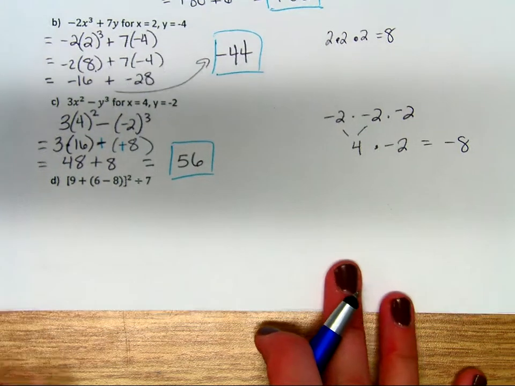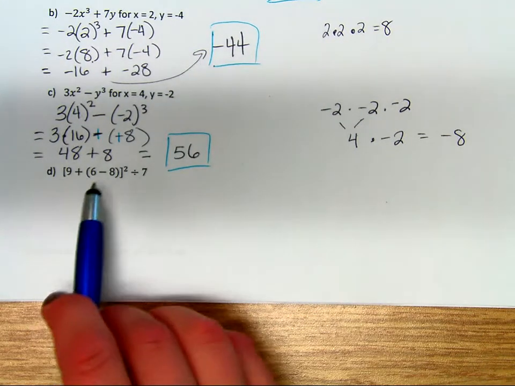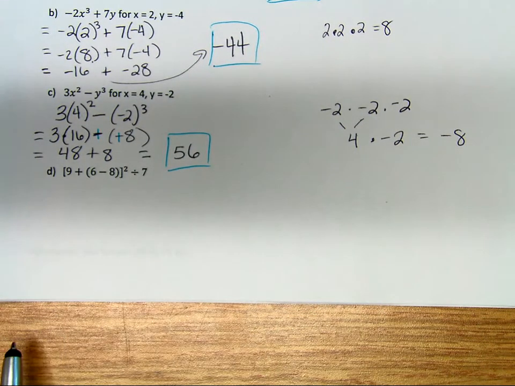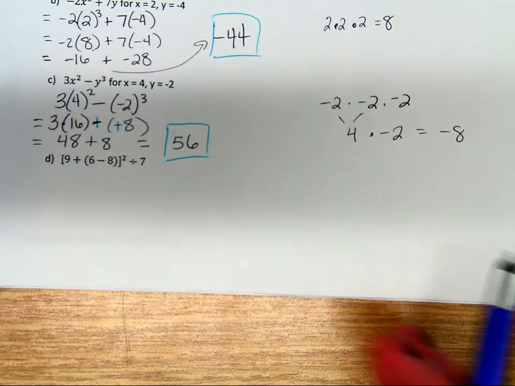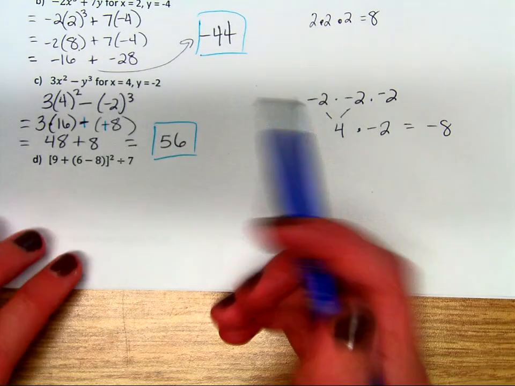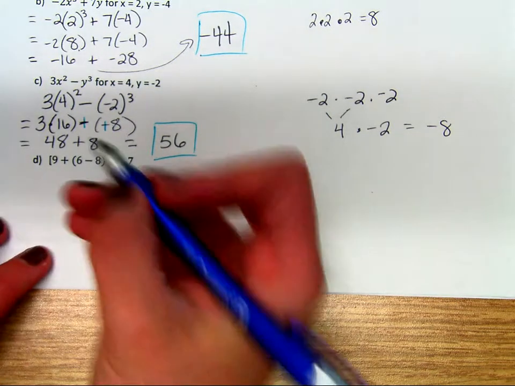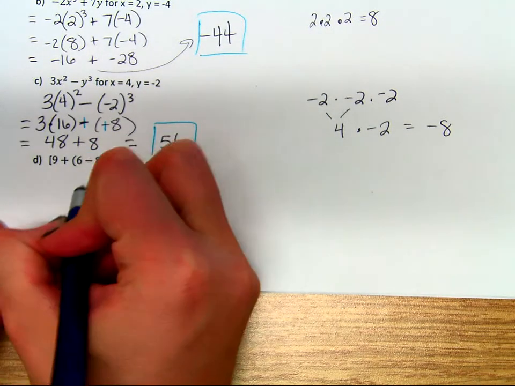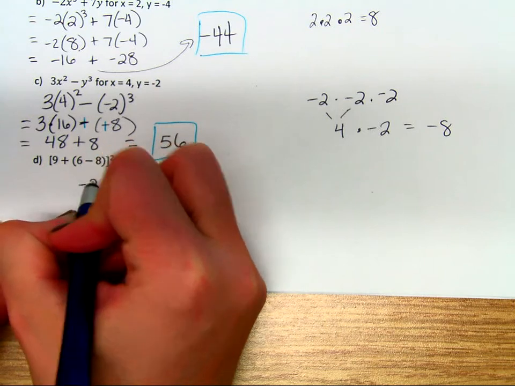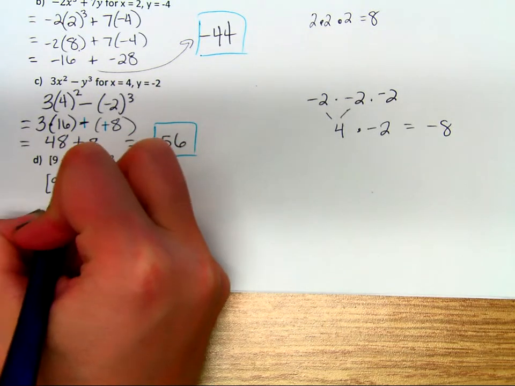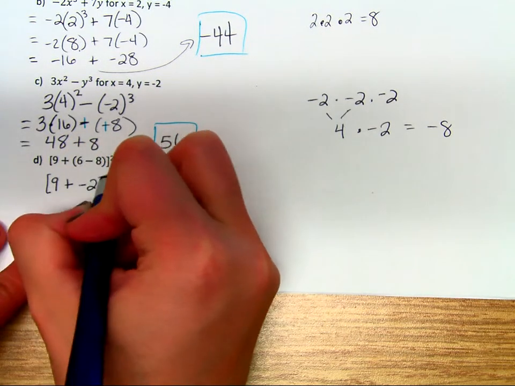Okay, part D. Oh, I've got brackets and parentheses and exponents. So PEMDAS tells me to do parentheses first, and it's always the innermost parentheses. So in this case, that would be the 6 minus 8. So that's what I'm going to do first. 6 minus 8 gives me negative 2. And then I'm going to bring everything else down that I haven't used yet.